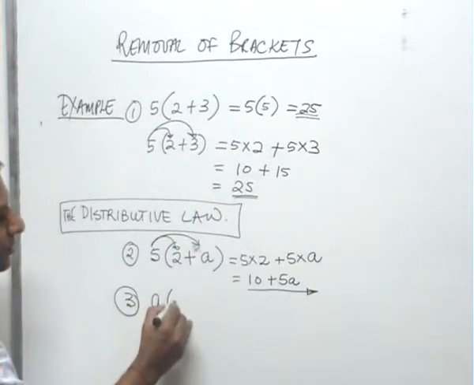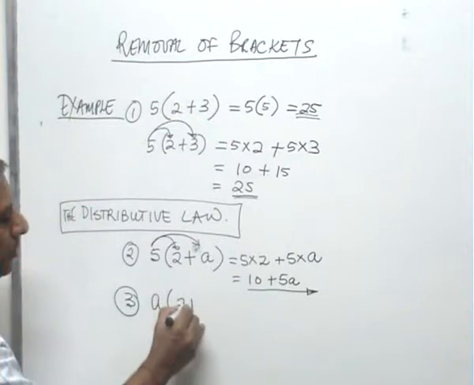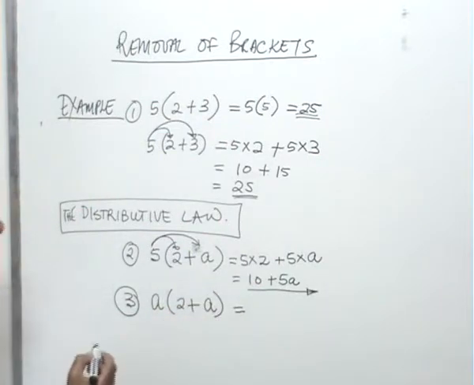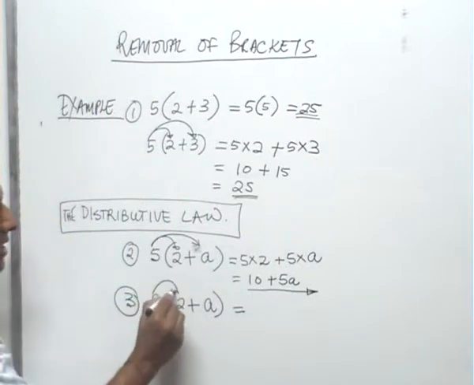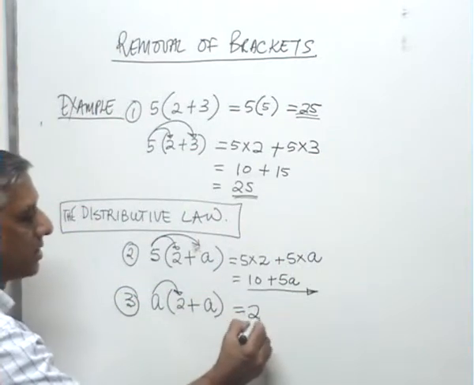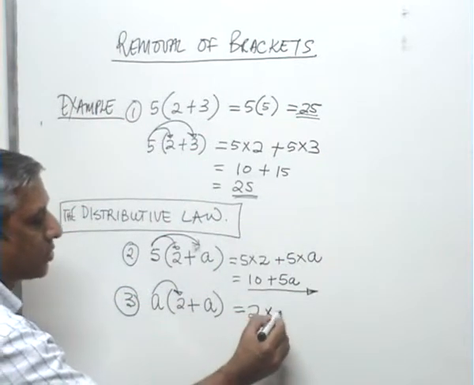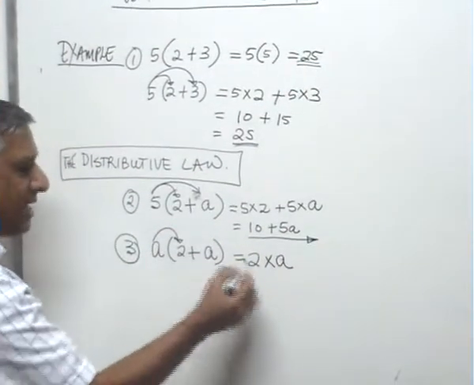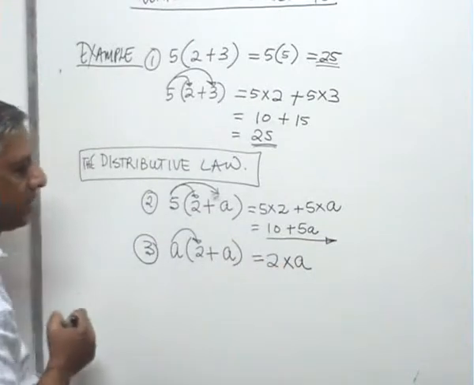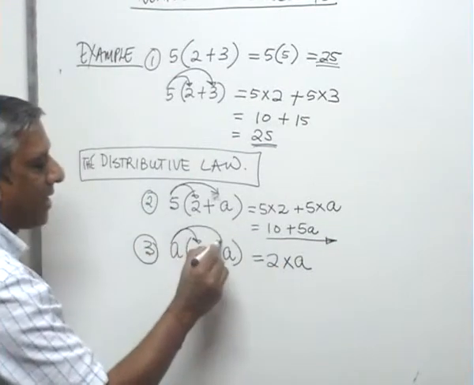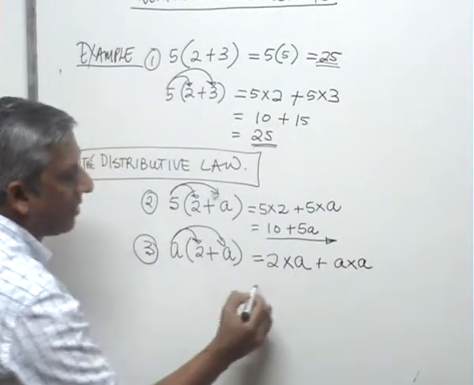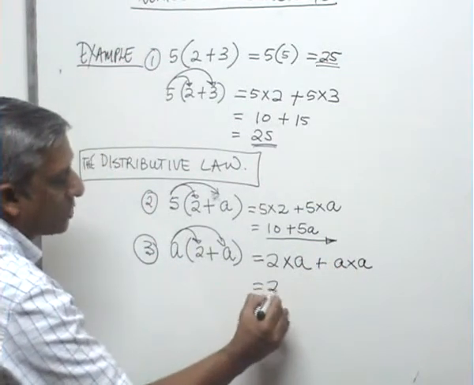a into 2 plus a. Now you'll have to multiply. a times 2 is 2a. Alright, let's just do it step by step. That's 2 times a. I can write a times 2 or 2 times a. And then I've got to multiply a times a. Now 2 times a is 2a.